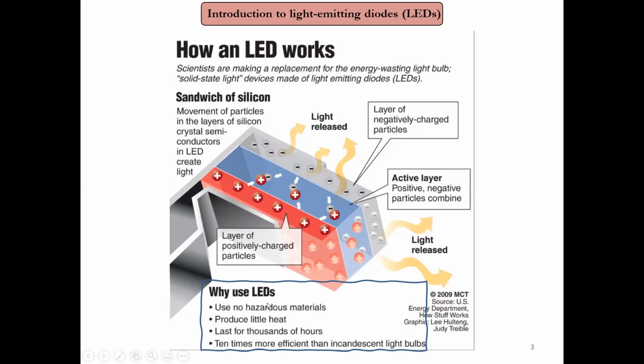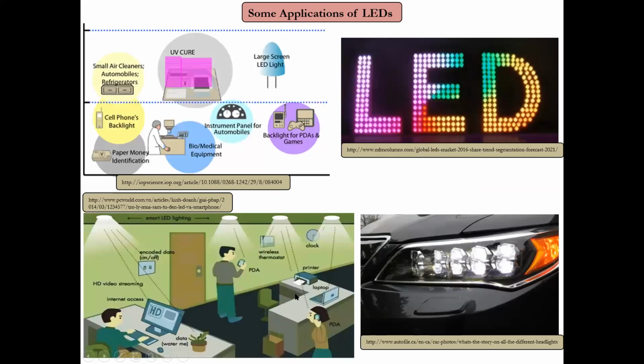Again, some benefits: no hazardous materials, little to no heat, and they last thousands of hours, and we'll talk about this further. This is a schematic from a research article which shows how light-emitting diodes or specialized lighting can work not only for ultraviolet cure, large screen displays that I just mentioned, backlights, support devices, and mobile phones. Lighting is a specialized source of studying in the field of biomedical treatments, and not only treatments, but also analysis of samples.